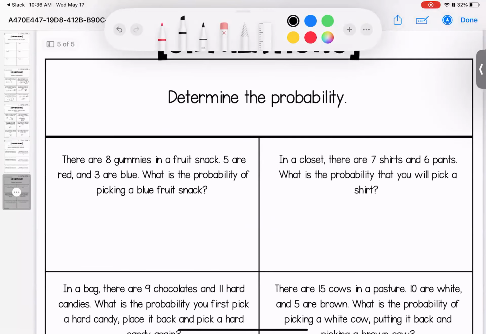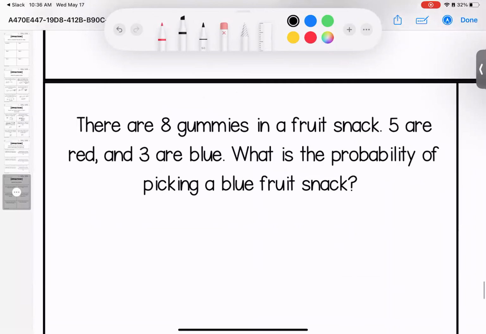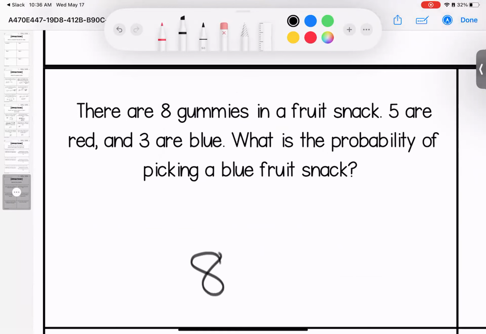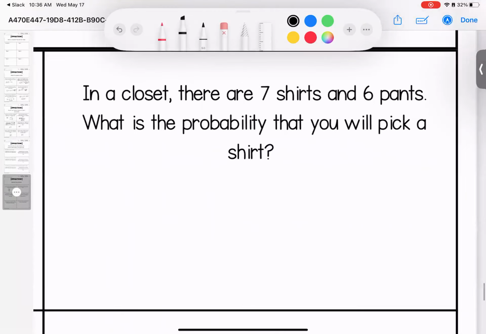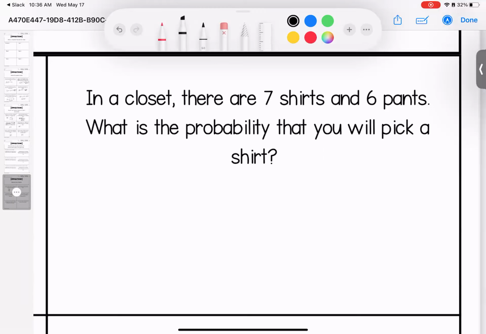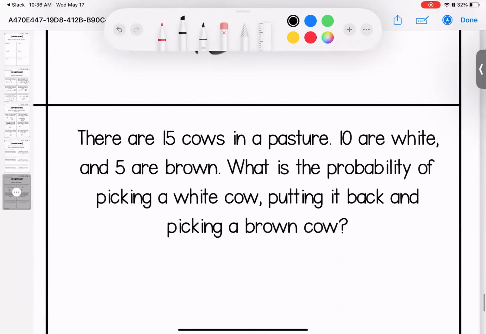All right, this time I'm asking you to do the probability. So last page, looking at probability. There are 8 gummies in a fruit snack, 5 are red, 3 are blue. What is the probability of picking a blue? There's 8 possible outcomes. 3 are in our favor, so 3/8. In a closet, there are 7 shirts and 6 pants. What is the probability that you will pick a shirt? There are 7 shirts and 13 options.